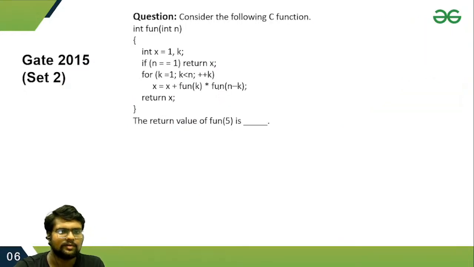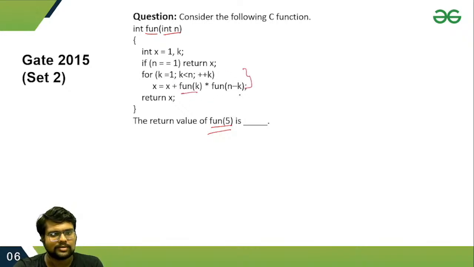So let's move on to our next question, in which we have fun of n. We have to call this function with fun of 5. Before that, here we are using fun recursively, and we have a loop also. So let's start in a reverse way. First let's calculate the fun of 0 value.